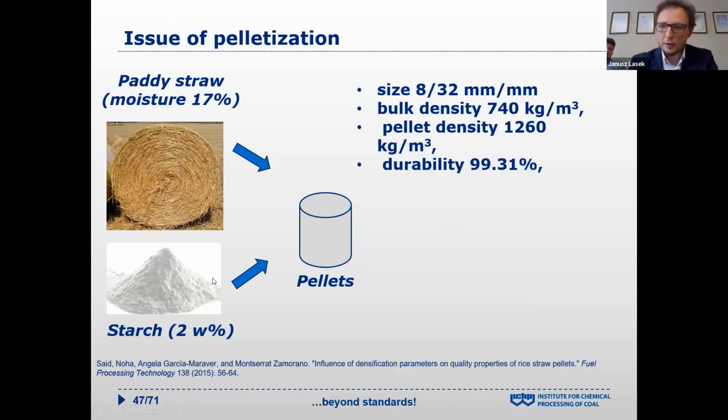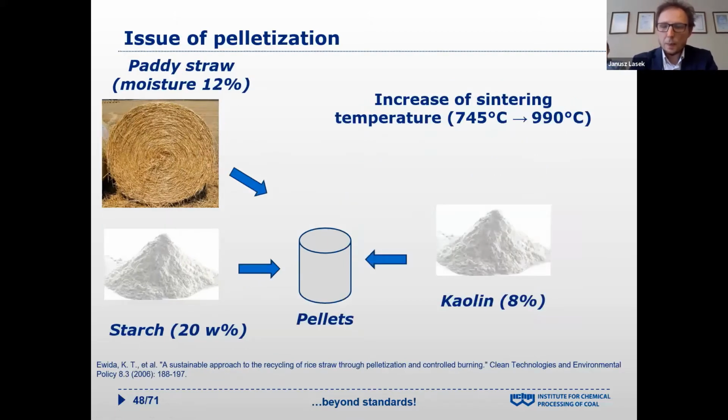starch or other additives. Also, we found some interesting information that, as you know, paddy straw has a problematic content of chlorine, sodium and potassium. So one remedy is the addition of kaolin. That is a remedy against the ash-related issues. They also show some procedure for the preparation of paddy straw pellets.